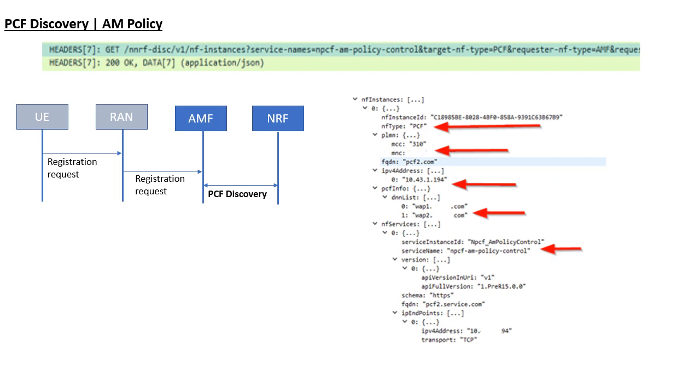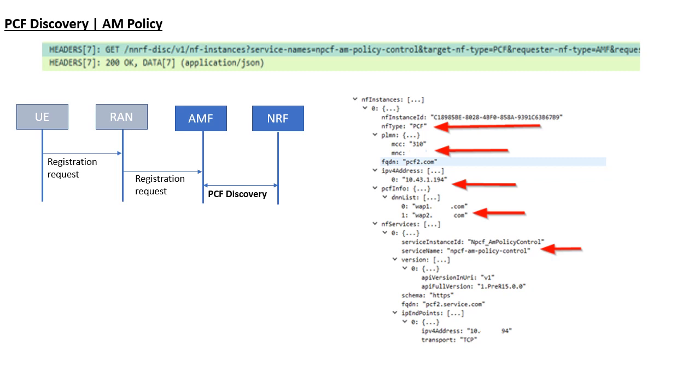If you see in this particular request, the NRF discovery service is being used. The discovery parameters are: service name as NPCF AM policy control. So the AMF wants to access the service exposed by the PCF, and the service name is NPCF AM policy control. Target NF type as PCF, requester NF type as AMF.